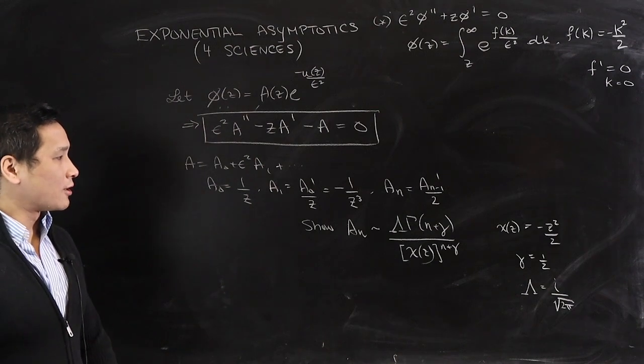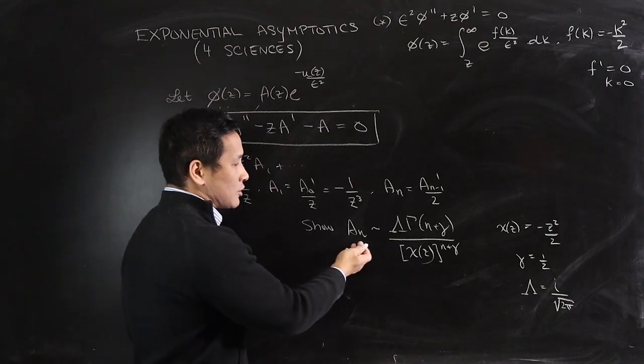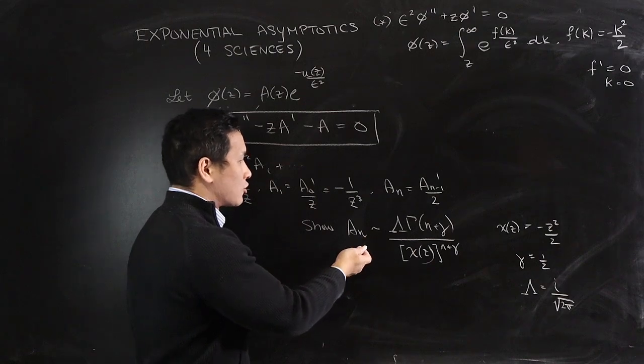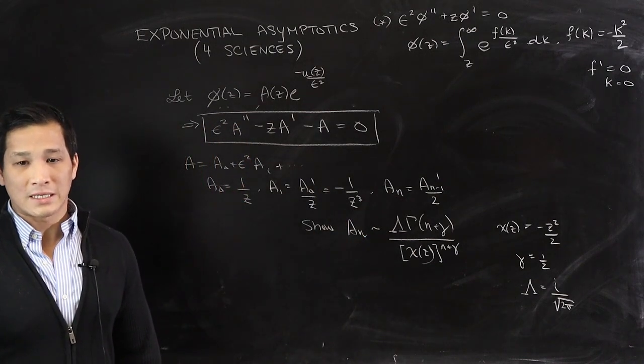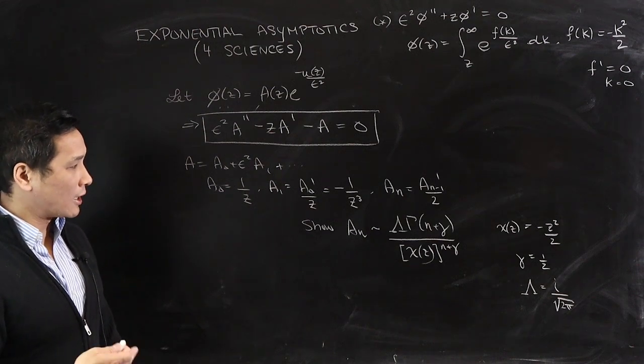The other way to do it is you make this assumption that it follows this form, and then you try to substitute this into this expression, and then to figure out what the components have to be. So I'm going to show you how to do that now.